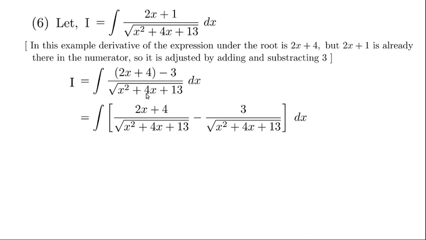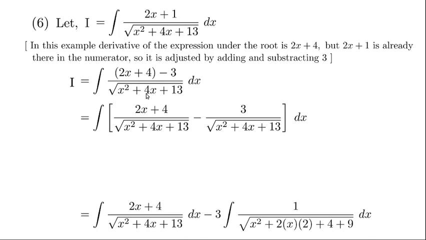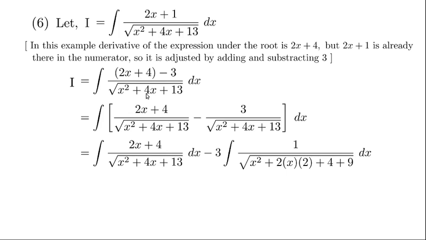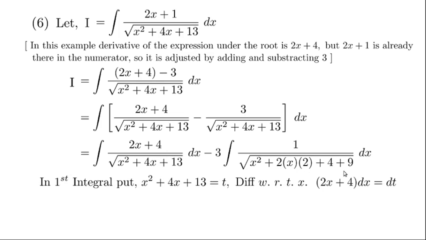So now separately divide it and take separate integrations, and this 3 goes out, this part as it is, and here we make the adjustment also. This 13 is written as 4 plus 9, so that this part becomes x plus 2 the whole square, a square plus 2ab plus b square part. And now we put x square plus 4x plus 13 equal to t. Differentiate with respect to x. 2x plus 4 dx equal to dt.